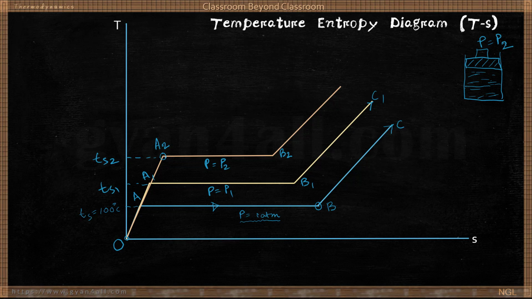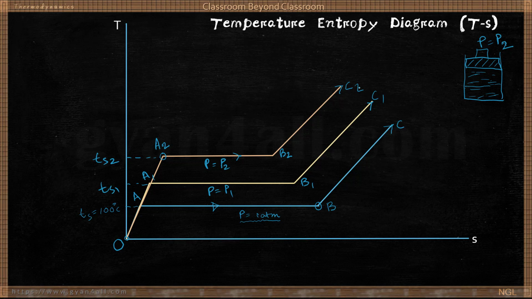But from A2 to B2, the water will be evaporated. That means the amount of water will decrease and the amount of steam will increase. At point B, it is 100% steam. So this way it can go up to C2. BC, or B1C1 or B2C2, these are superheated steam. The diagram is temperature versus entropy.